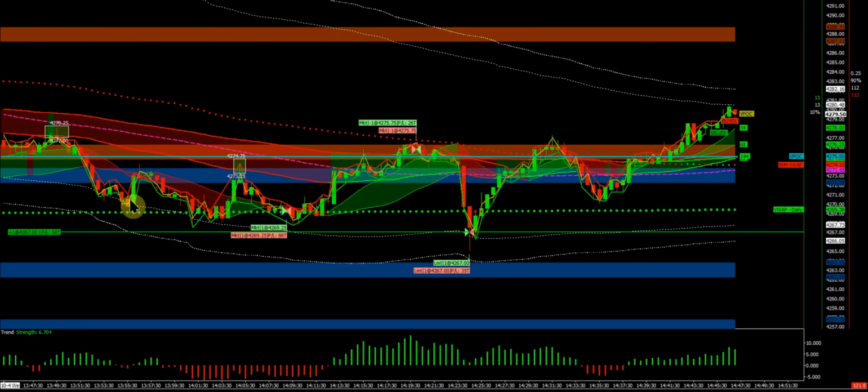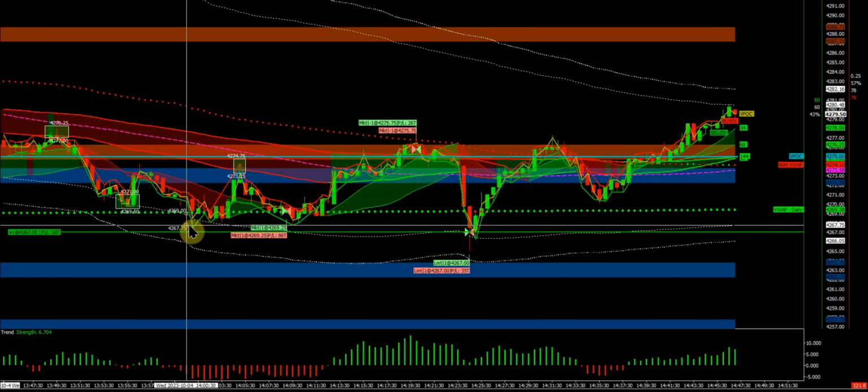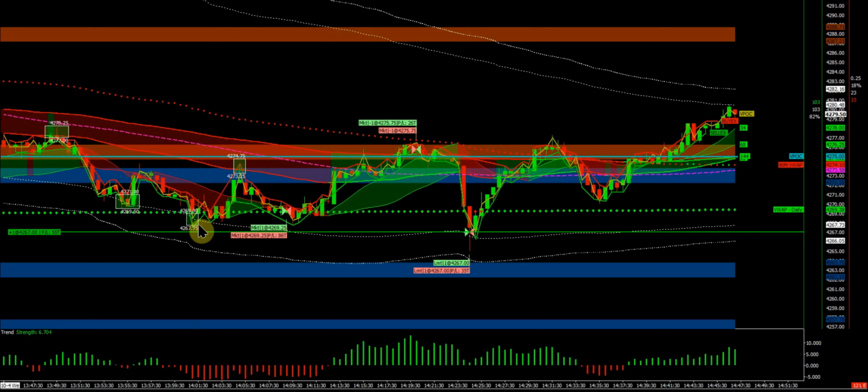Could have sold here, missed that trade, bought it right here. Could have bought it right here for a little scalp, either that or right there. Let's see, right there, there's a little scalp move down, right there. Back up, down, back up. Here you could have taken the scalp move, okay?